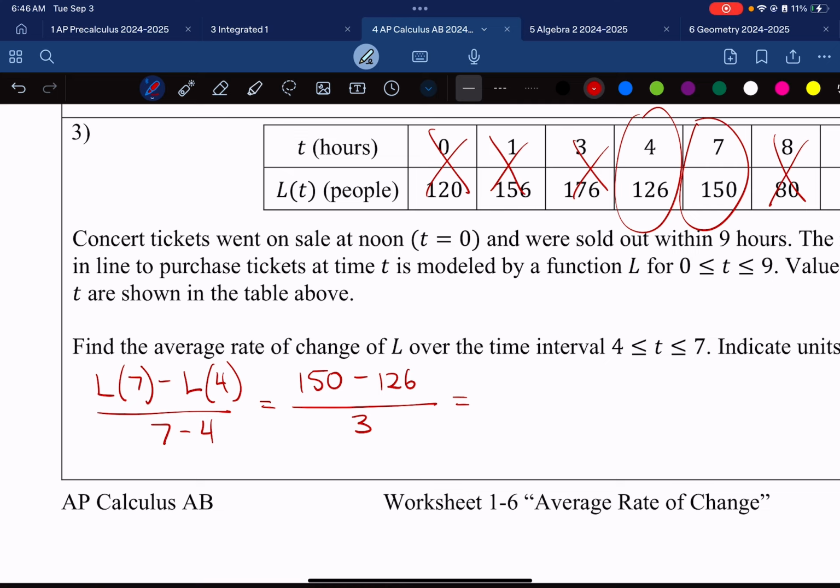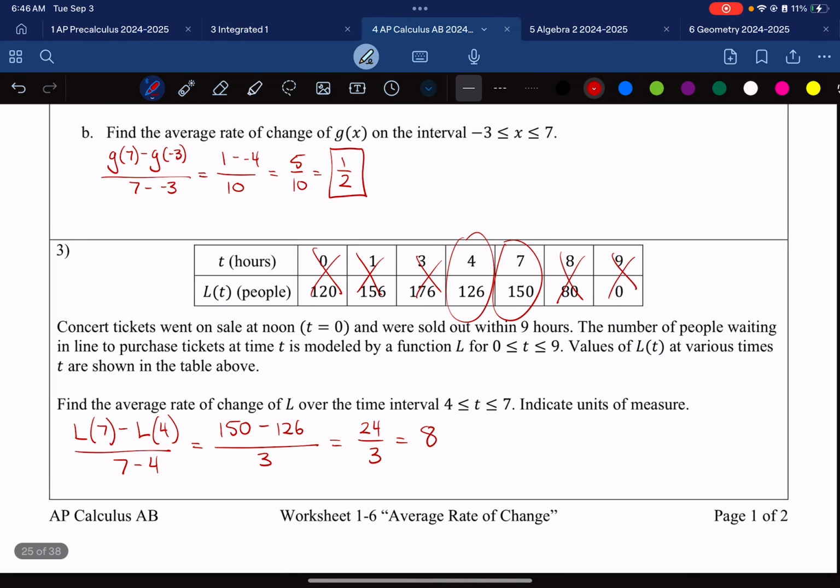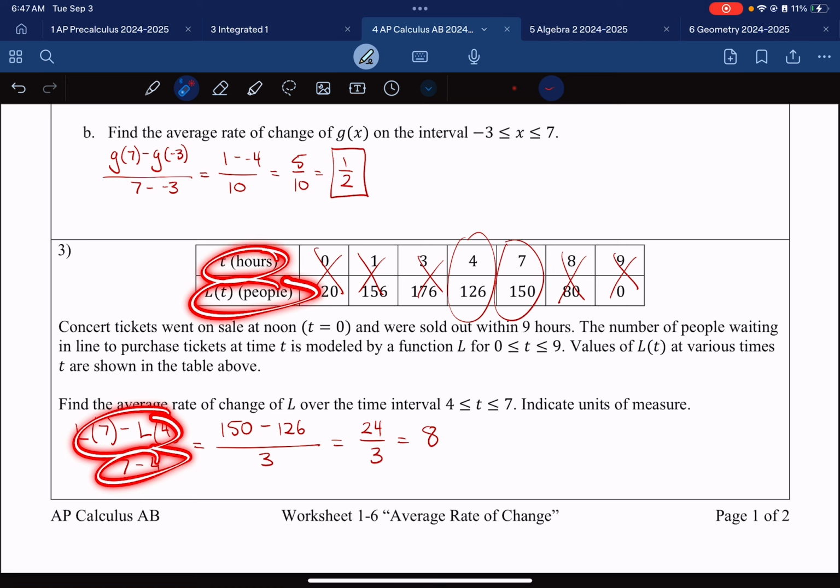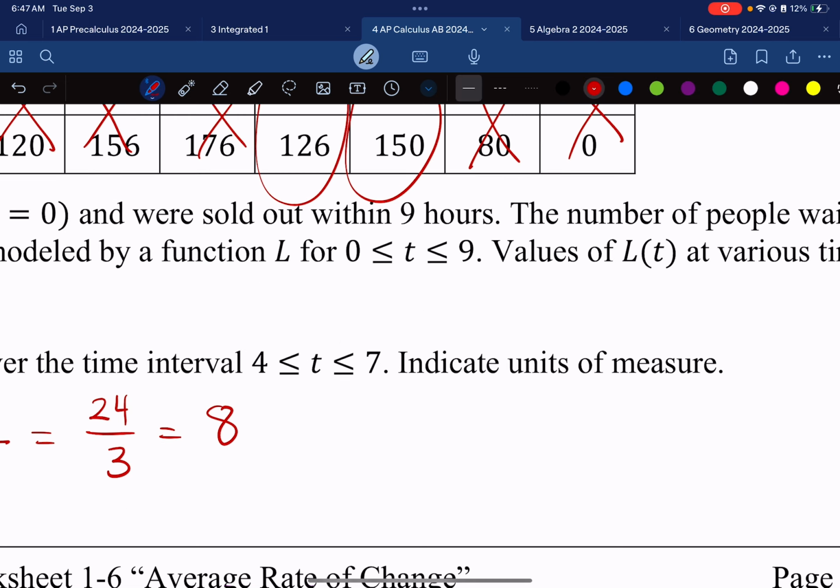All right, the top of this function is going to be 24 over 3, and 24 divided by 3 is 8. We're not done yet, because while we did find the slope is 8, it says indicate units of measure. So this is 8 what? Well, we are dividing a y-coordinate by the x-coordinate. So it's going to be this unit by this unit. It's going to be people per hour.